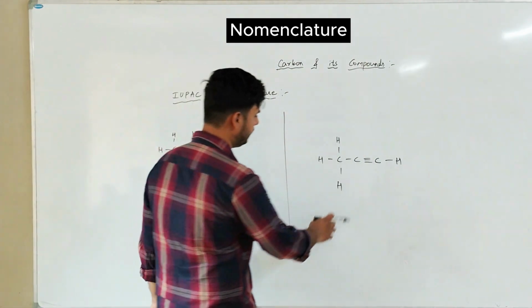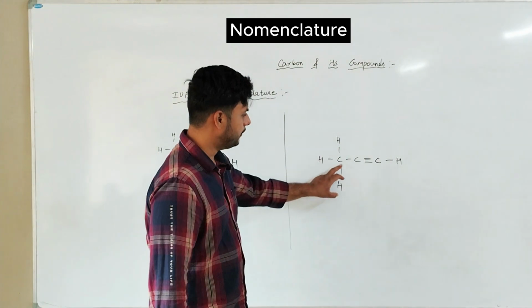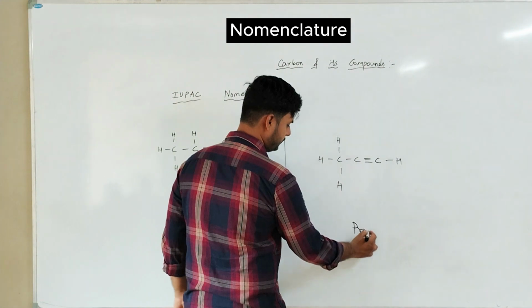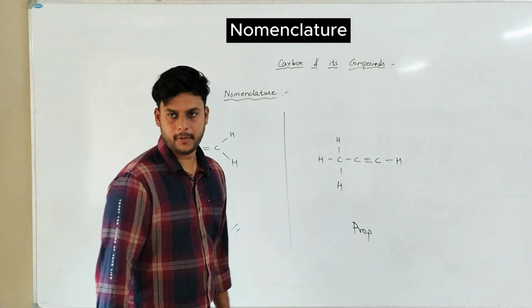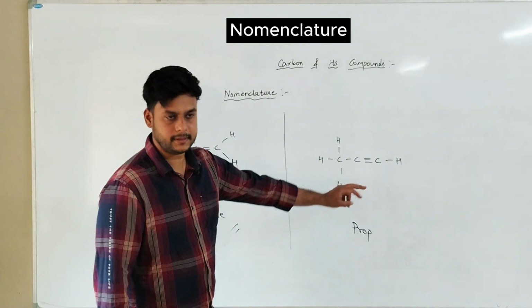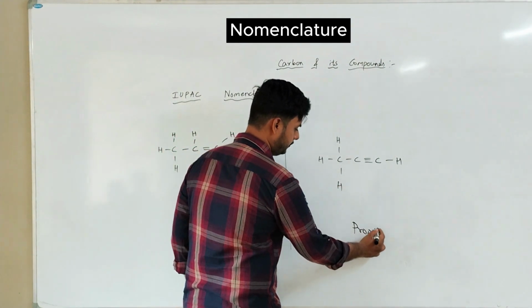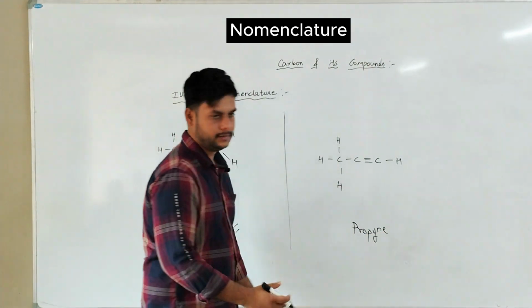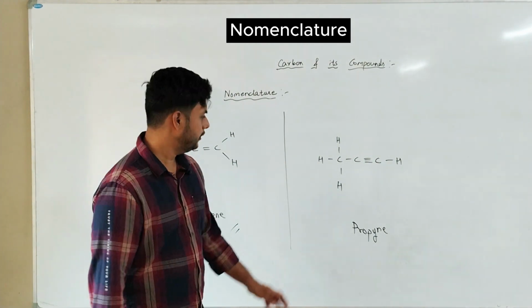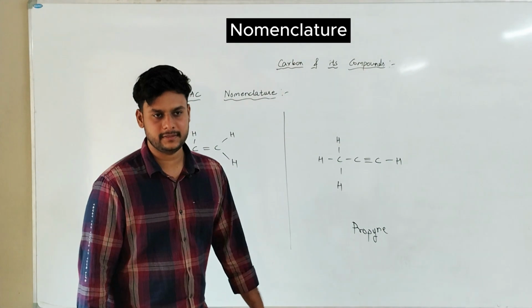Next, come here. Again, how many carbon atoms do I have? 3. Prop. The type of bond between carbon and carbon is a triple bond, so it is PROPYNE. Do I have any suffix class? Do I have any prefix? Both are absent. It looks so dangerous, but its name is so easy. Propyne.